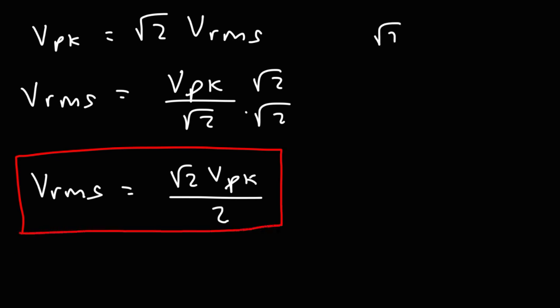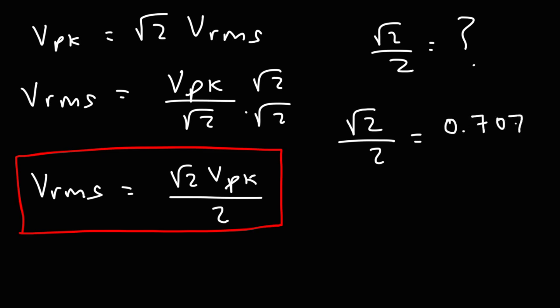But where do we get this number? The square root of 2 over 2, where does that number come from? We're going to talk about that shortly. But here's the decimal value of this number. The square root of 2 over 2 is approximately equal to 0.7071. And we're going to talk about how we can get this value.